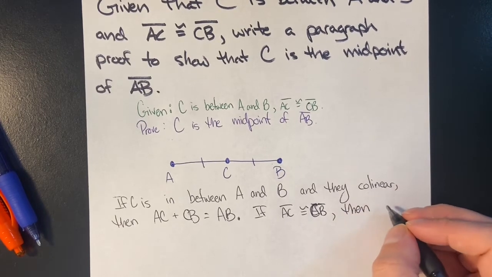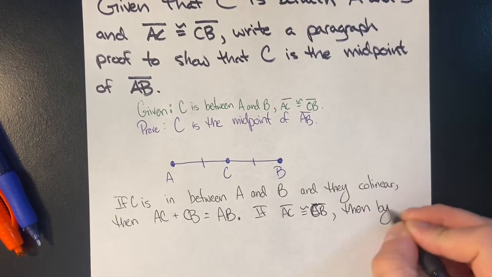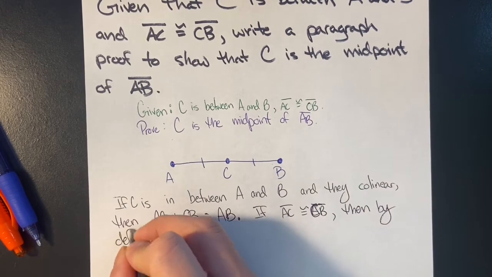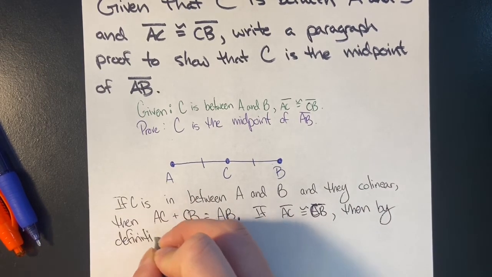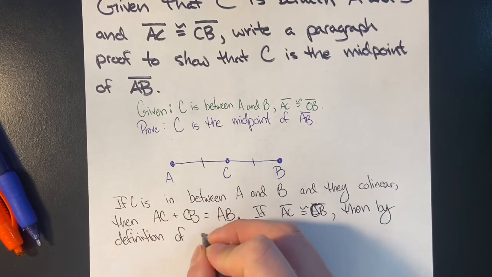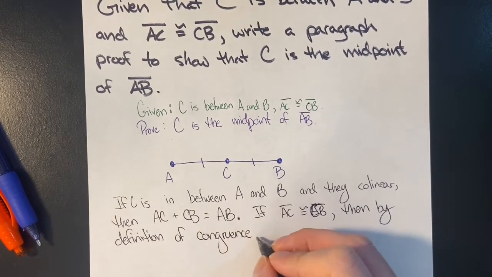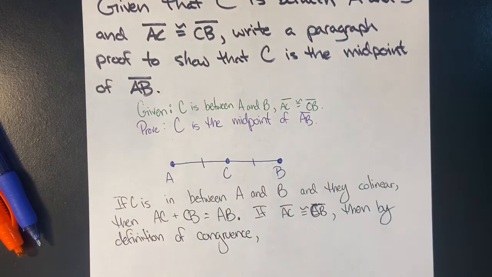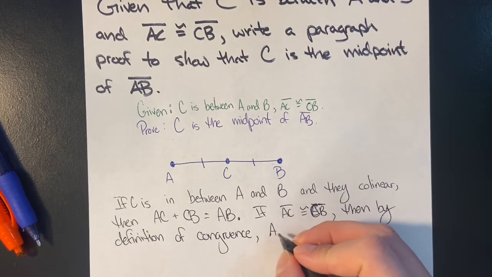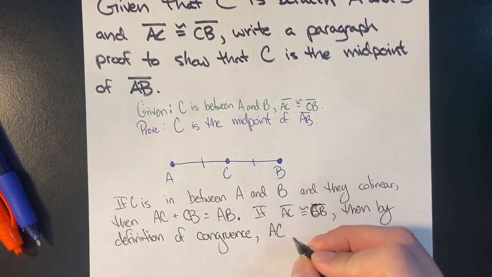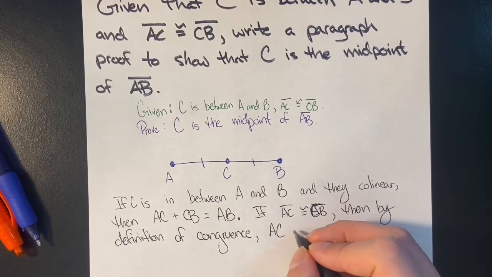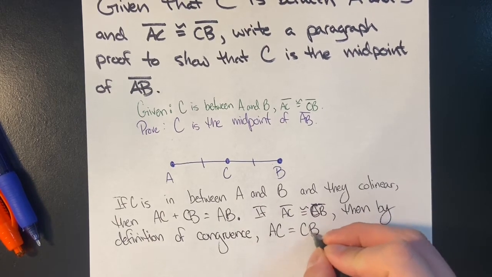Then, by definition of congruence, this is me giving my reason. By definition of congruence, AC equals CB. So this is what I did.